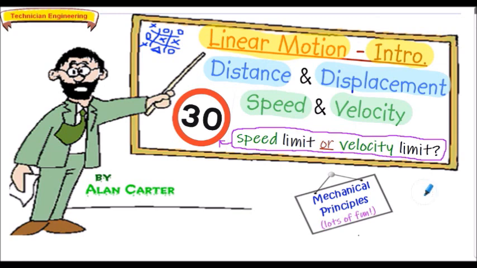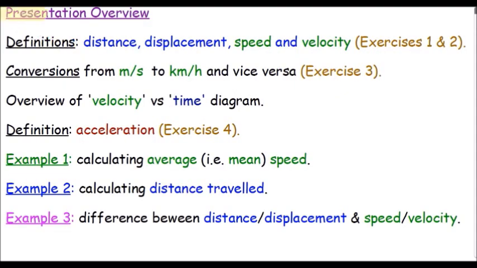The same considerations can be applied to speed and velocity. So after viewing this presentation, hopefully you'll be able to decide whether the 30 mile per hour speed limit we often see while driving on the roads is a speed limit or is it a velocity limit. Let's commence the presentation.